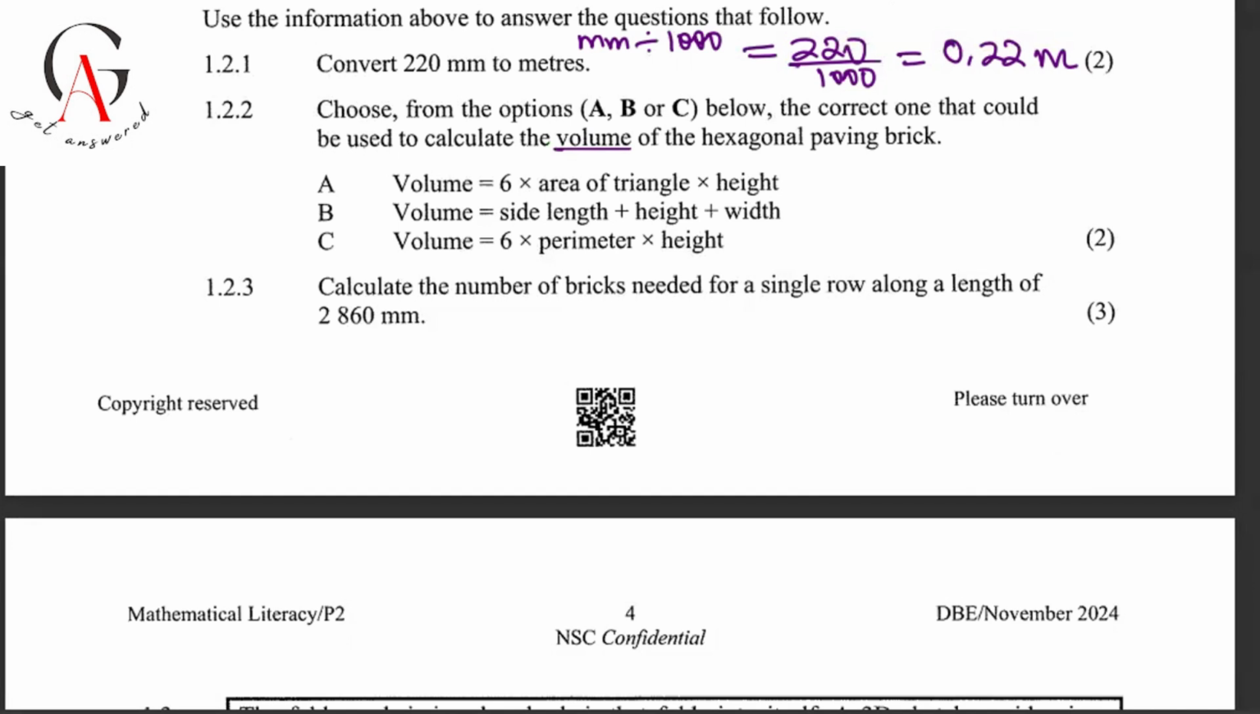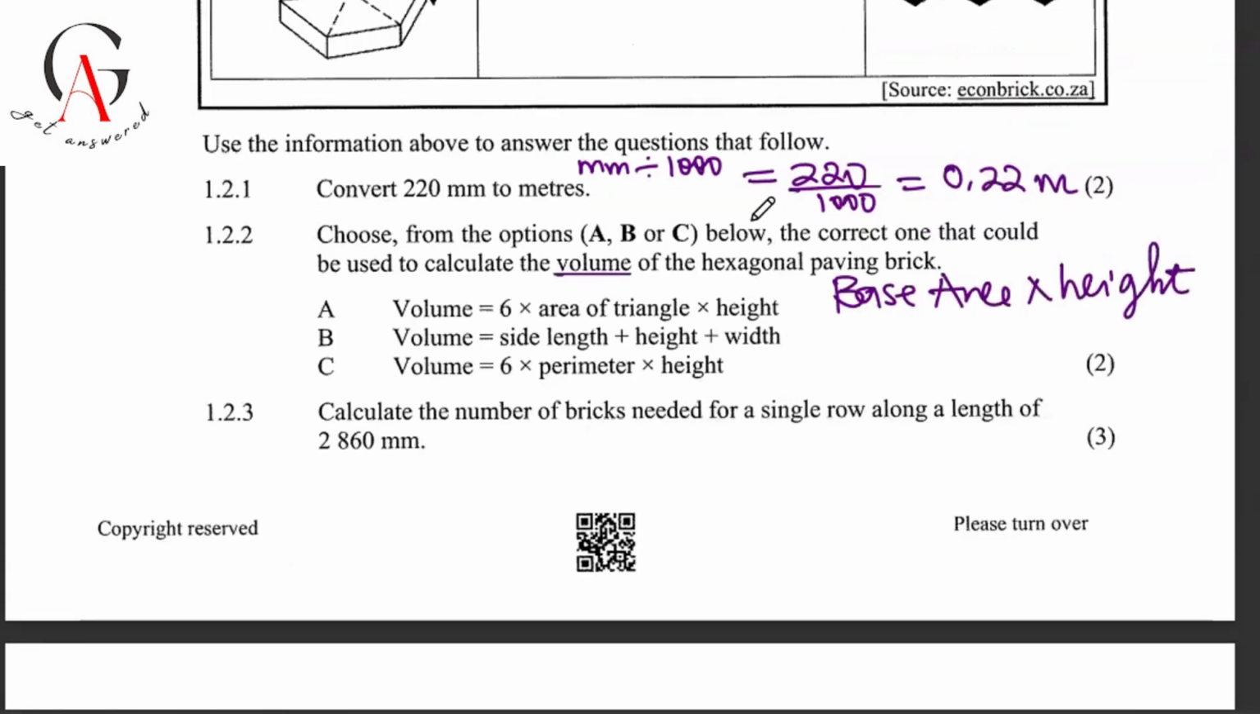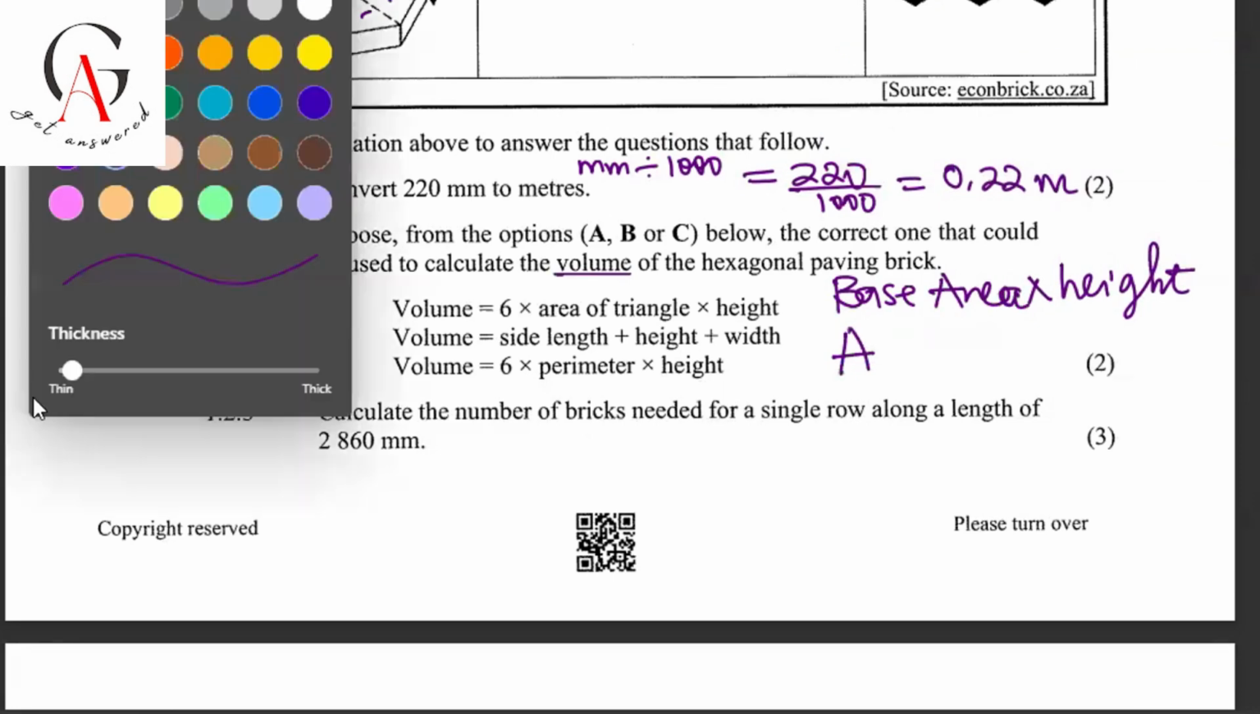Now in your head, you know very well that the volume equals base area times what? Times height. And when you look at this, it is 6 times the area of the triangle. And indeed, the base is made of 6 triangles. So A was the best answer here. Using the theory of base area times height, that's how we get volume. Base area times height.